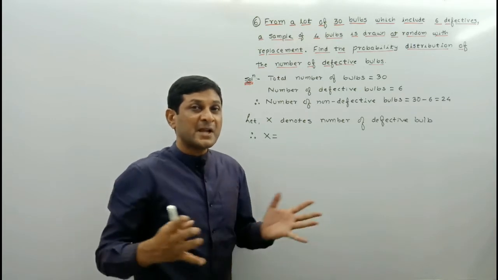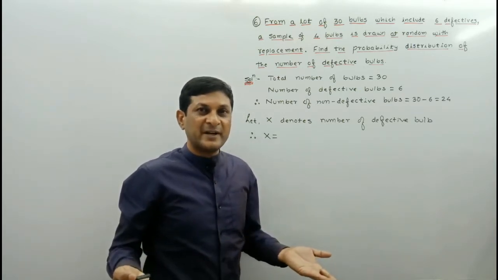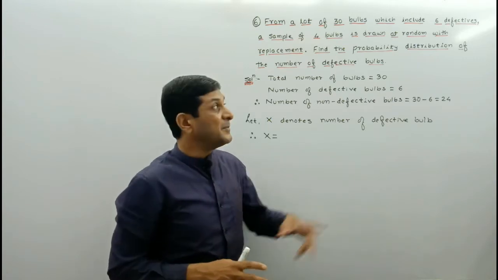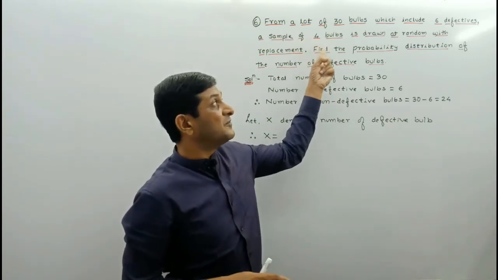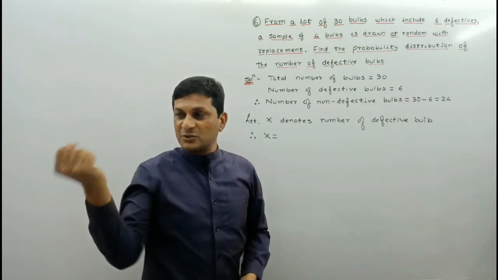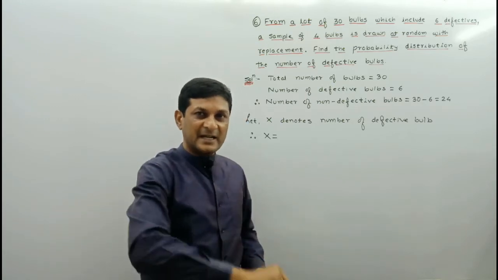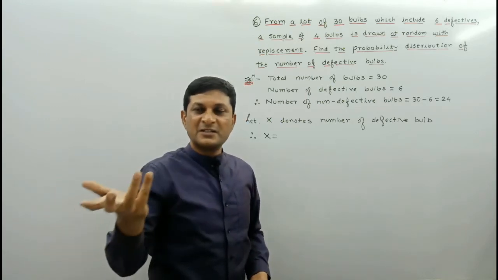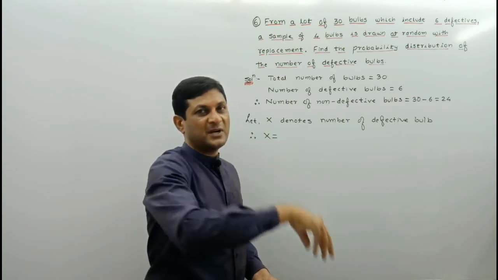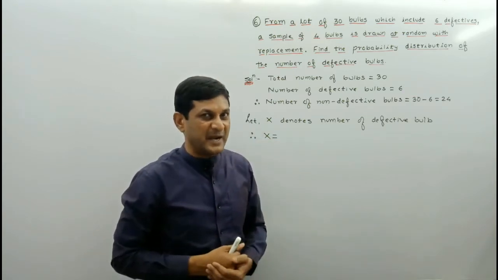अभी हमारा एक्सपेरिमेंट क्या है, टोटल 30 बल्ब्स हैं, उसमें से 6 डिफेक्टिव हैं, 24 नॉन डिफेक्टिव हैं. हमें कितने बल्ब ड्रॉन करने हैं, 4 बल्ब्स आर ड्रॉन विथ रिप्लेसमेंट. चलो पहला बल्ब निकाला, देखा डिफेक्टिव है या नॉन डिफेक्टिव, फिर से रिप्लेस किया. अगेन सेकेंड बल्ब इज ड्रॉन, again check whether it is defective or non-defective, again replace that bulb. In this way we are performing our experiment, isn't it?